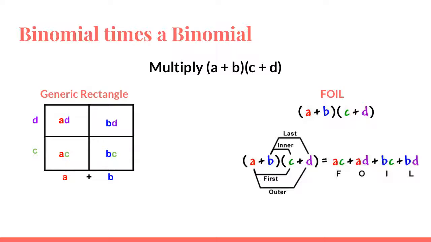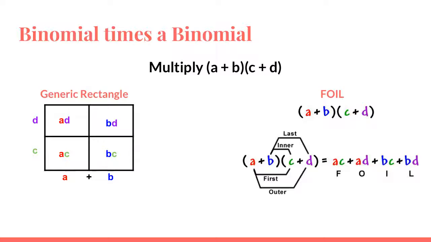Now when you're multiplying a binomial times another binomial, that means you have two terms. So here we have a plus b, and then our next expression is c plus d. So be careful with the grouping of those parentheses, that's important. So two terms times another thing with two terms.